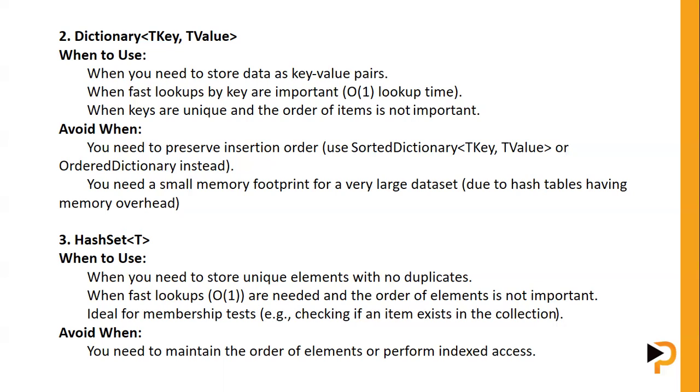Now, hash set. Use it when you need to store unique elements, no duplicates allowed. Faster lookup is obviously available, order is not important, and it is ideal for membership tests. So for uniqueness, you can use this particular hash set. It should not allocate duplicate data, and there is a faster lookup. Avoid it when you need to maintain the order of elements and indexed access.